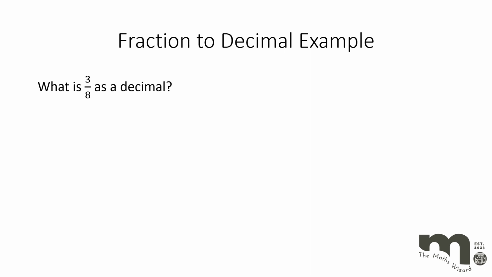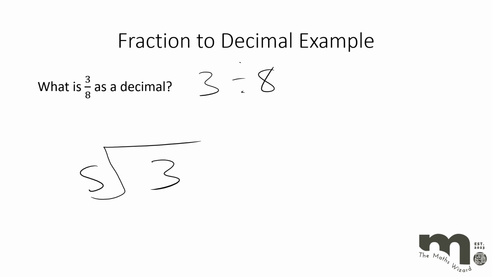Now, the main method I would say to use when you are trying to turn a fraction into decimal is just to do this, which is to divide the top by the bottom number. So in this case, we're going to do 3 divided by 8. So if you haven't got a calculator, this is how you might do it. So 8 into 3 does not go, so a 0 goes there.